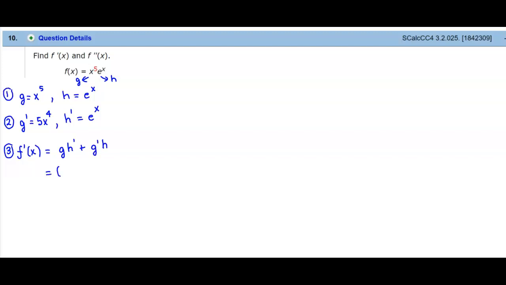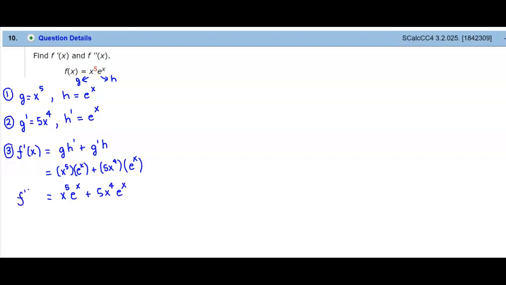So we know that g is x to the fifth times h prime, which is e to the x, plus g prime, which is 5x to the fourth, times h, which is e to the x. And so therefore, we end up getting the following. We get x to the fifth times e to the x plus 5x to the fourth times e to the x.